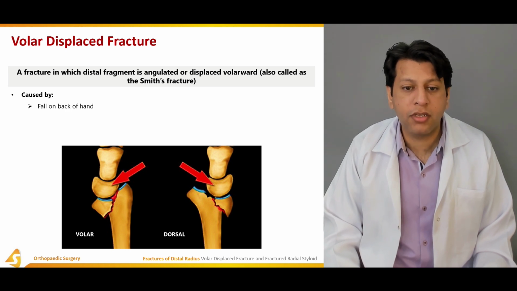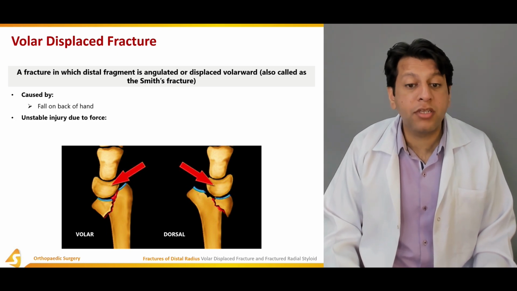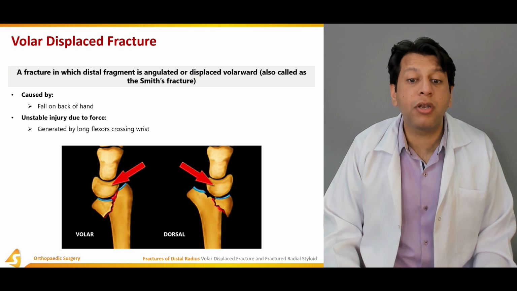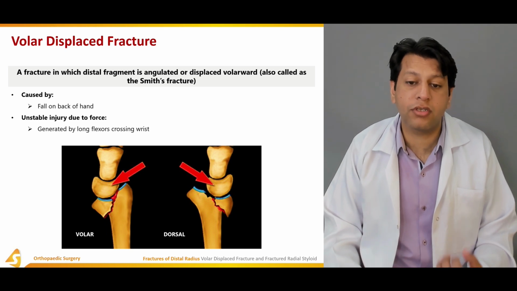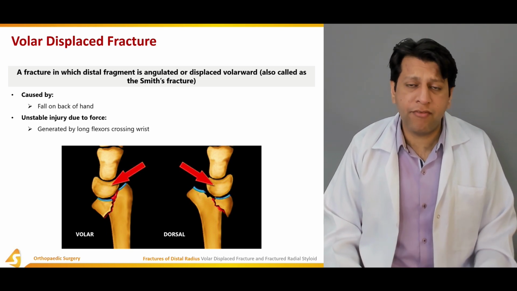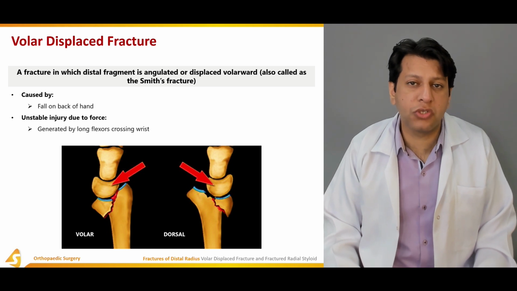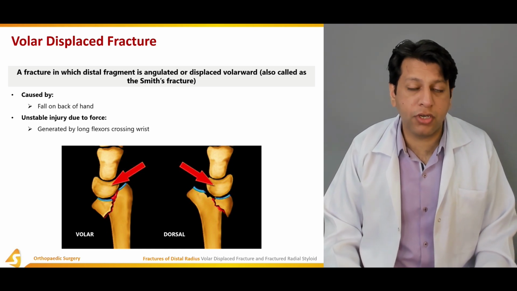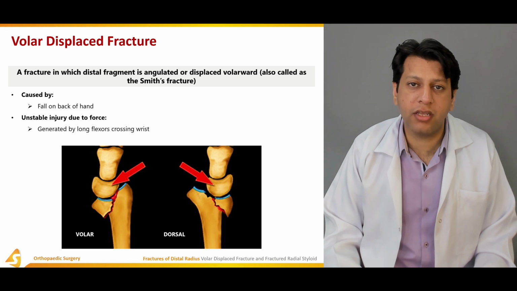also called a Smith fracture. It is usually caused by a fall on the back of the hand, an unstable injury due to force generated by long flexors crossing the wrist joint. FDS and FDP are actually crossing the wrist joint, and they can be the very important deforming force which could be acting on this fragment.